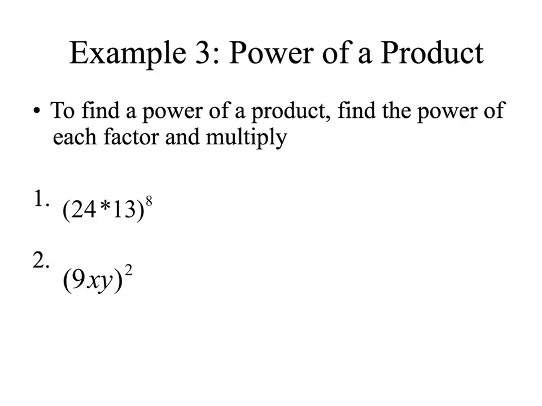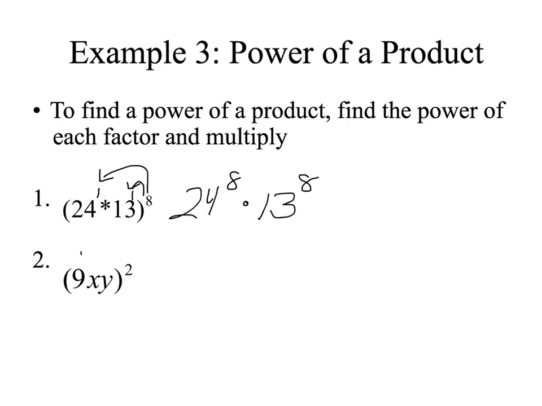So looking at the first one, even though they're not written, the 24 and the 13 have an exponent of 1. So 8 times 1 gives us 24 to the 8th power, times 8 times 1 gives us 13 to the 8th power. And that's your final answer. We don't want to know what 24 to the 8th is. We don't want to know what 13 to the 8th is. And 24 and 13 are different base values, so we cannot combine them together.